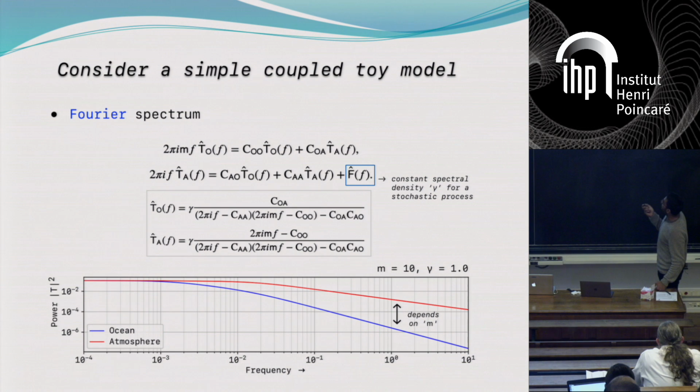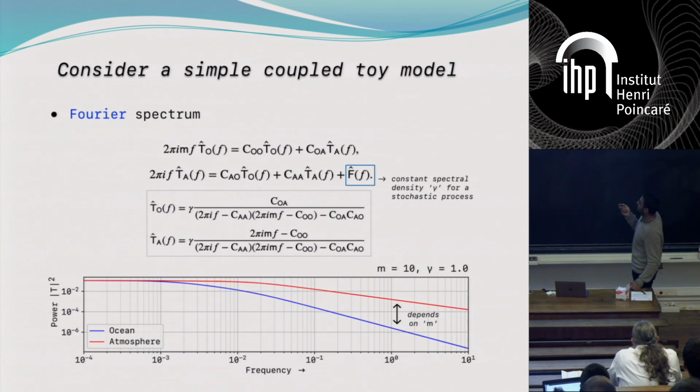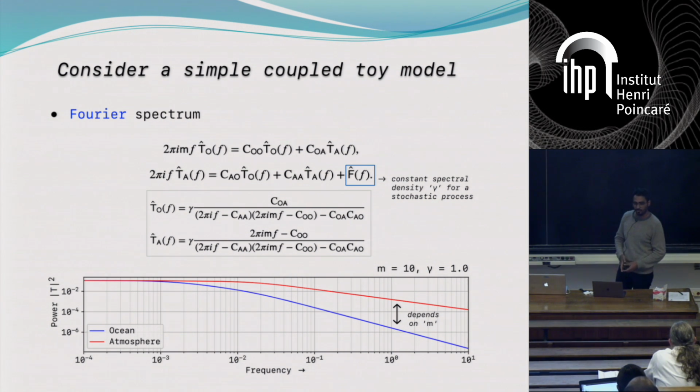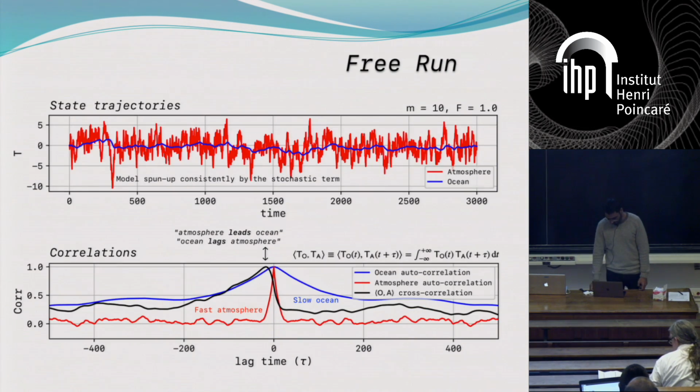And if you take the power of this, which is basically just the square modulus of this complex number, you find out that this gap in the power spectrum at high frequencies depends on the m. So this increases as m increases. So the rate of evolution of temperature anomaly in the ocean and atmosphere is relatively defined by this m, as we can just see from this graph and this expression.